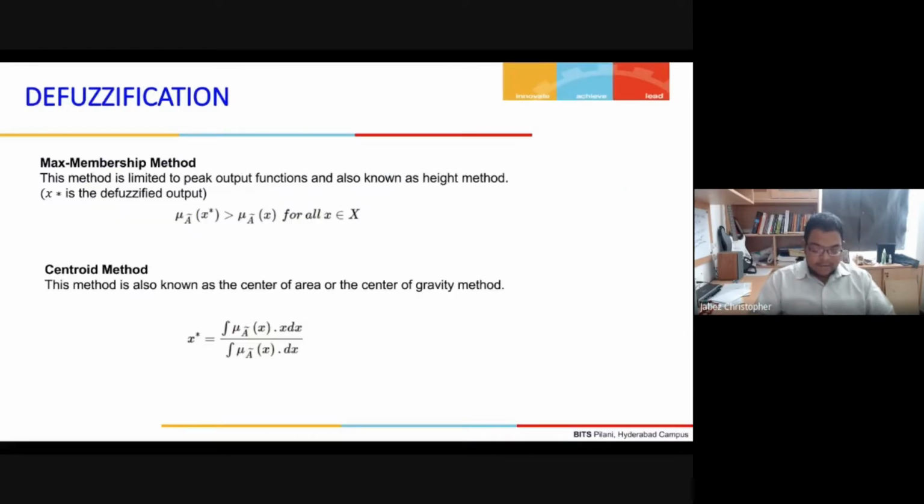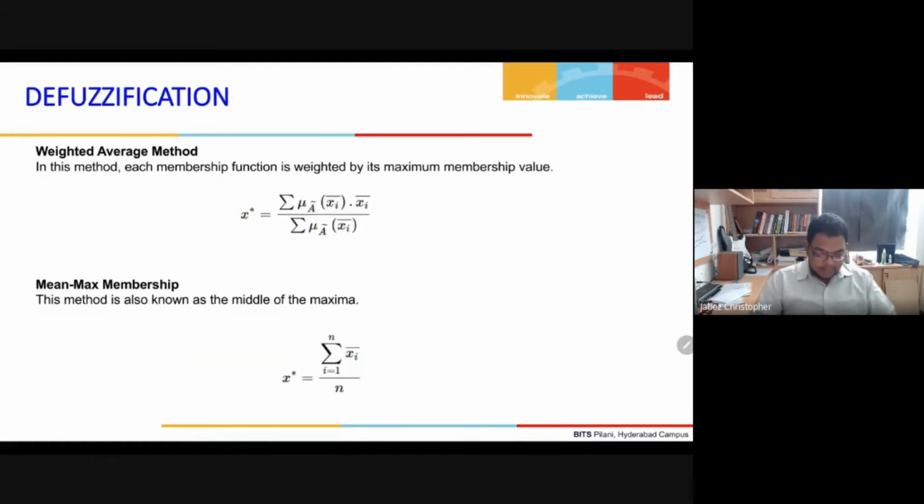The centroid method is integrating over all the area and taking the central point of that. I'll show you how this integration formula works using a typical example. In the weighted average method, you can give weights for each of the shapes that are over there, and from that you can take an average. That's the weighted average method.